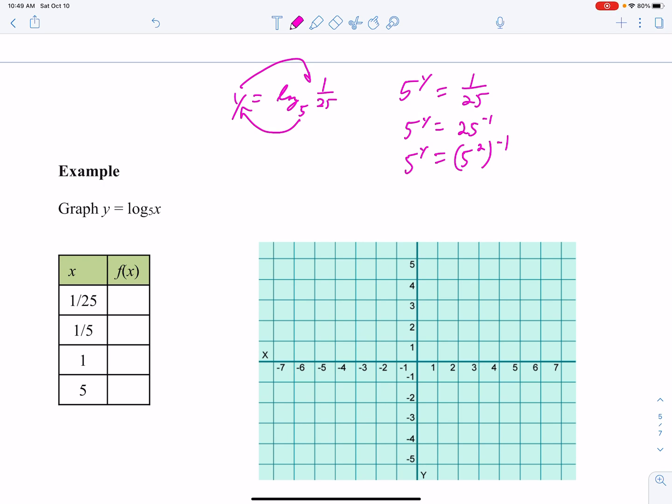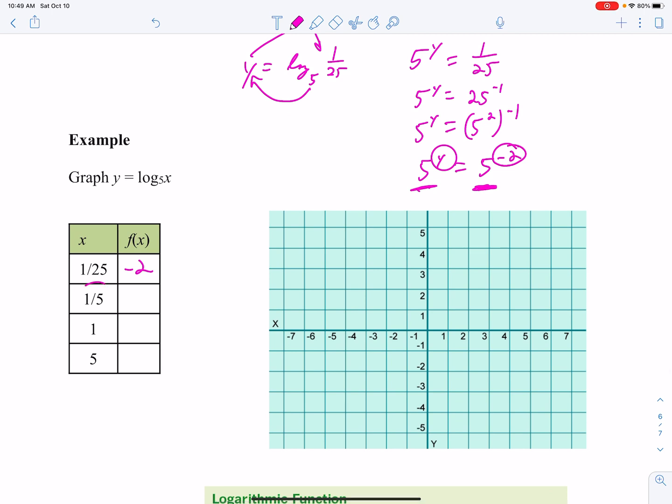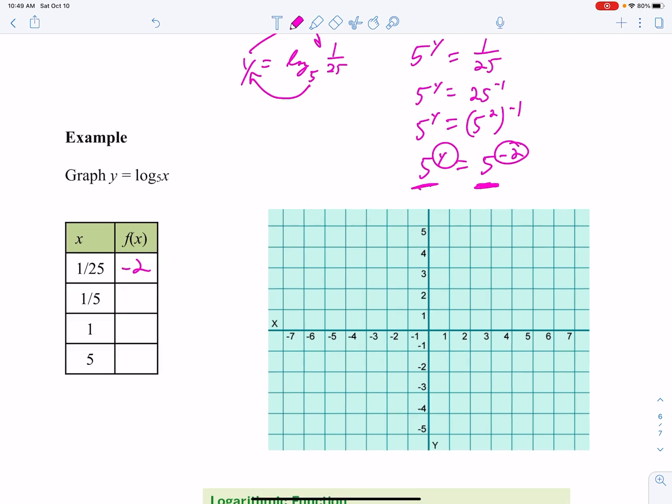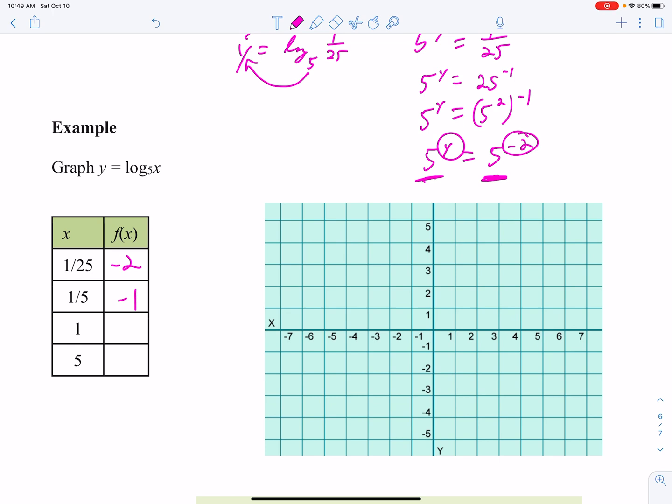Now your rules of exponents say exponent inside the parentheses, exponent outside the parentheses, we multiply the exponents. So 5 to the y equals 5 to the negative 2. Now there's a rule in math when we have the same base here, the exponents must be equal to each other. In other words, y equals negative 2. And you can do that same process for x equals 1/5. You'll see the answer is going to be negative 1. And again, repeat the process for x equals 1. That'll be 0. And again, repeat the process for x equals 5. That'll be positive 1.